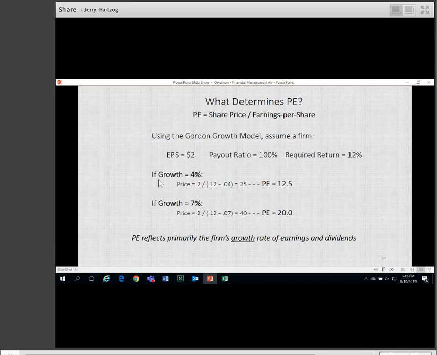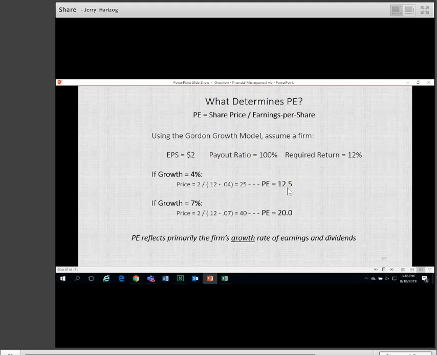Now, if we assume that the growth rate of dividends is 4%, we'd have the $2 dividend divided by 12% minus 4%. We'd find that the price is 25, and take that 25, divide it by earnings per share of $2, we get a PE of 12.5.